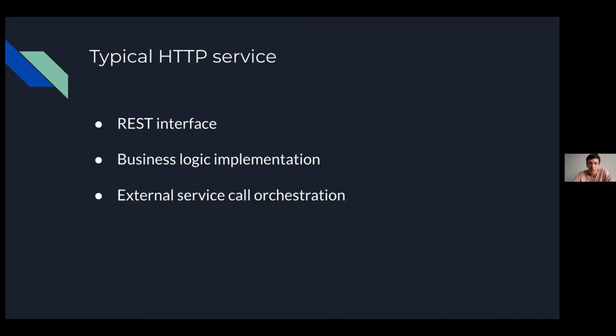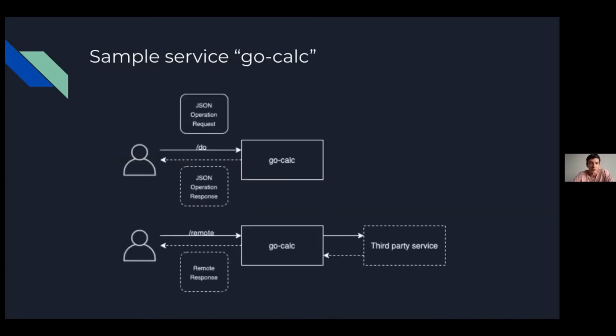Before going to the test, I would like to mention some useful, sorry, this is the next slide. For this presentation, I created an example service called Go Calculator. This service has two endpoints. The first endpoint does a simple arithmetic operation, and the second endpoint does a call to a third-party service via a provided URL and a query parameter, and it forwards back the response from the third-party service.